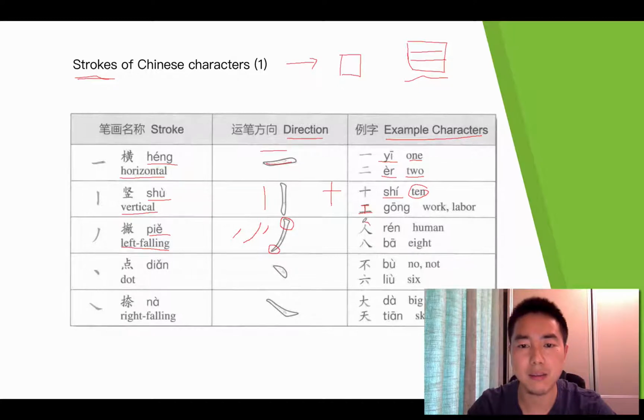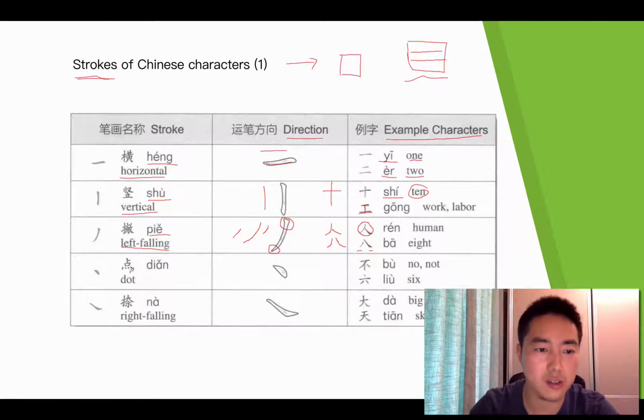Here is an example character. It's called 人, which means human. So the first stroke is left falling, 撇. Then we write the next one. The second one is called 八, it means 8, like this.